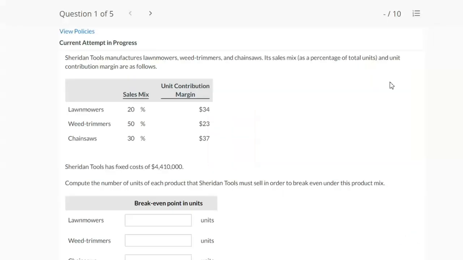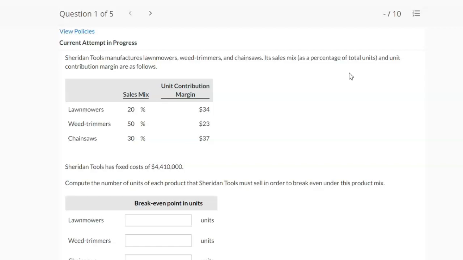Okay. 5. Current attempt in progress. Sheridan Tools manufacturers. Okay. Why? Did I get it wrong? No. I just laughed when you said current attempt in progress. That's all. Okay. I just mindlessly read. Right.